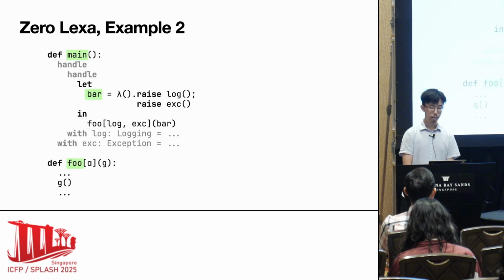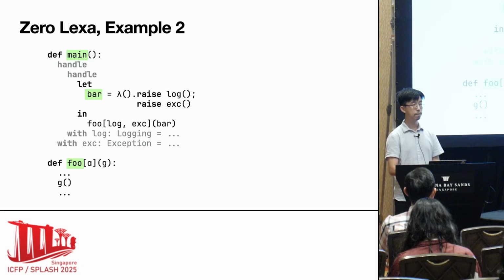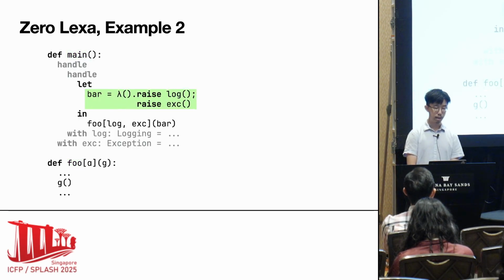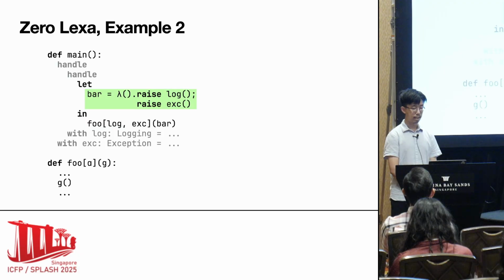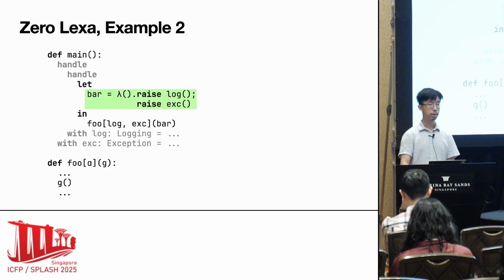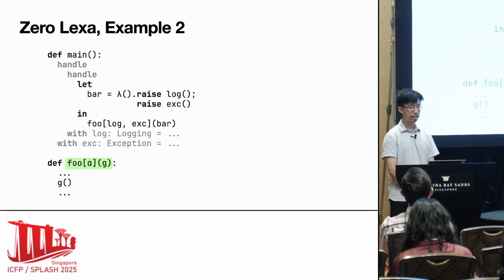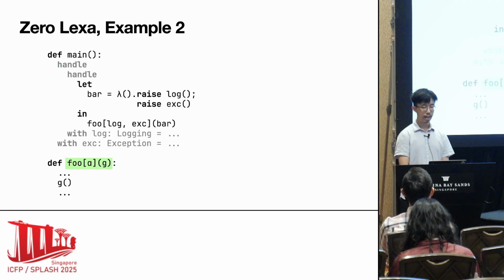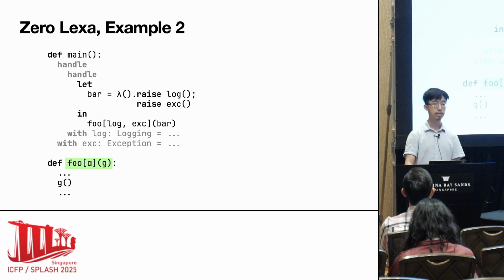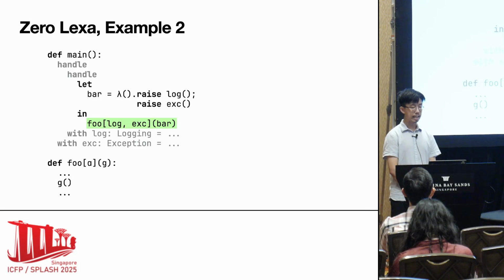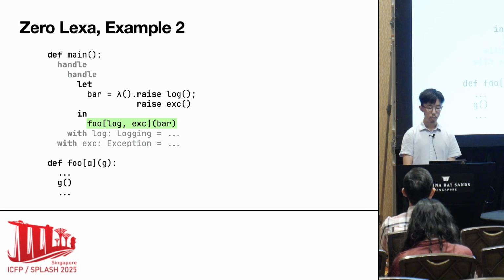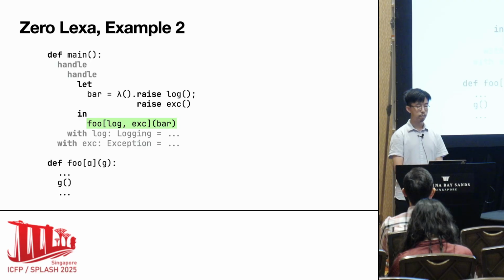Similar to the first example, this example has 3 functions, main, foo, and bar. Notice that bar is a first-class function that is defined inside the scope of 2 handlers. Also notice that foo is a higher-order function that takes in effect parameter alpha and a term parameter g, where alpha stands for the effect that g raises. At the call site of foo, the effect parameter is instantiated with log and exception, representing the handlers that the term argument can raise to.